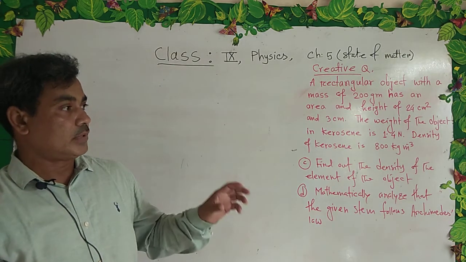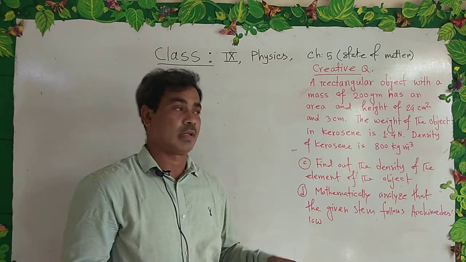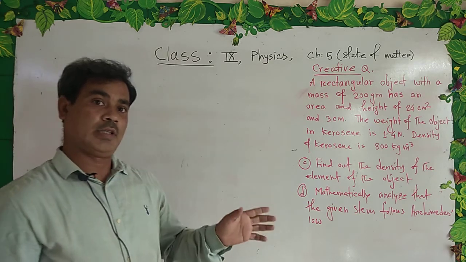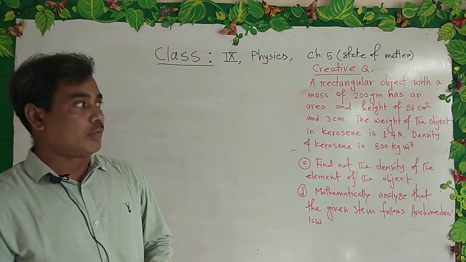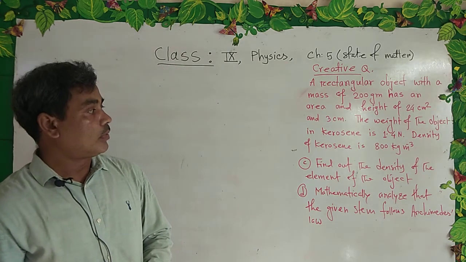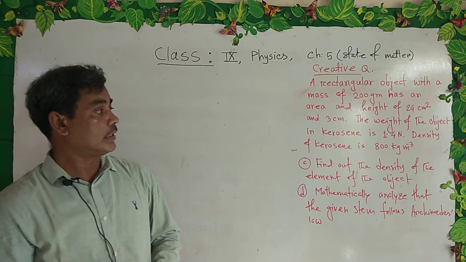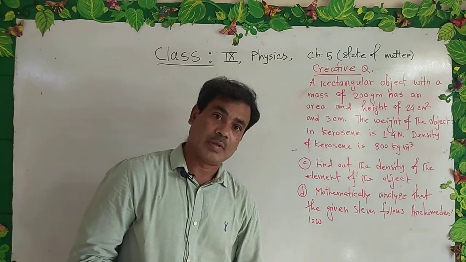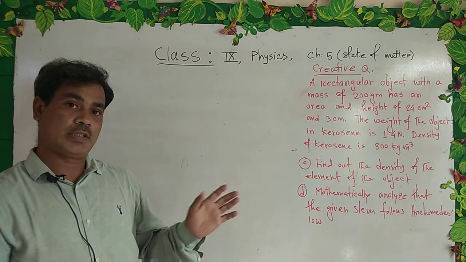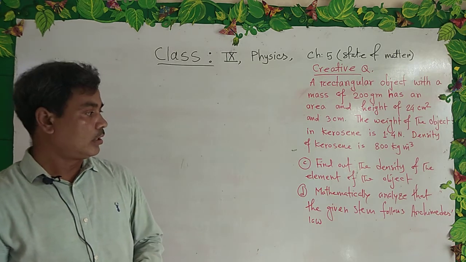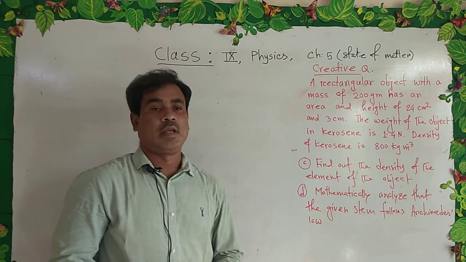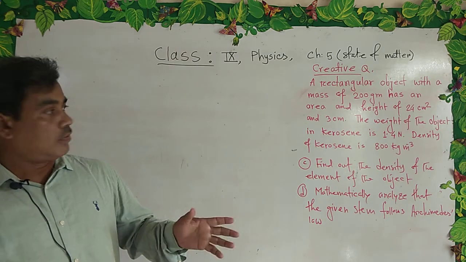When this object is submerged in a liquid, especially kerosene, the weight of the object in kerosene is 1.4 Newton, and it is given that the density of kerosene is 800 kg per meter cube. Hence you have to find out the density of the element of the object in question C, and in question D mathematically analyze that the given stem follows Archimedes' law. Now, in turn, I will try to solve the question.